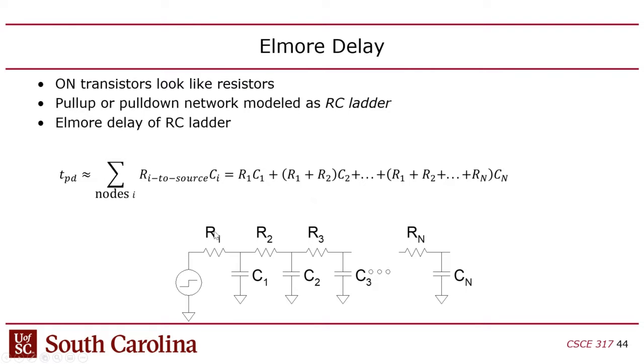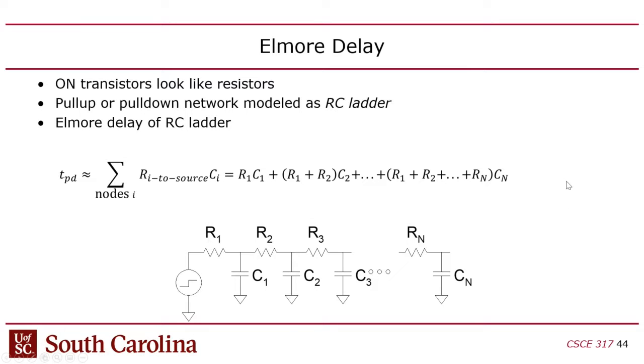For example, the delay would be R1 times C1, right? Because that's the first resistor and the first capacitor. But then R1 plus R2 gives you a path to the second capacitor, so R1 plus R2 times C2. Basically, you have an equivalent resistance to each capacitor. When you have a lumped network like this, you add together the resistances to get to each capacitor, and you multiply by that capacitance. You add all those together, and that gives you the total delay. That's called the Elmore delay.